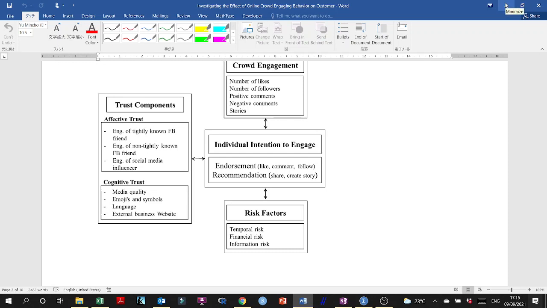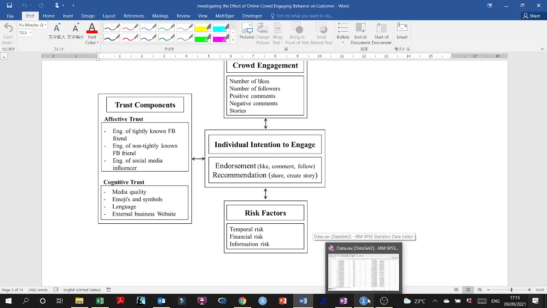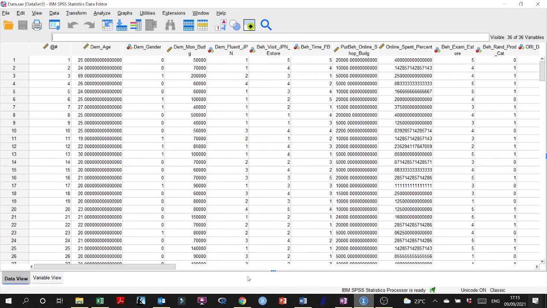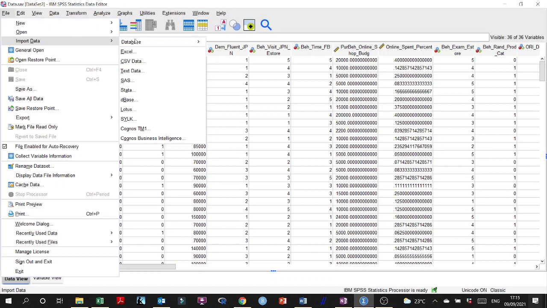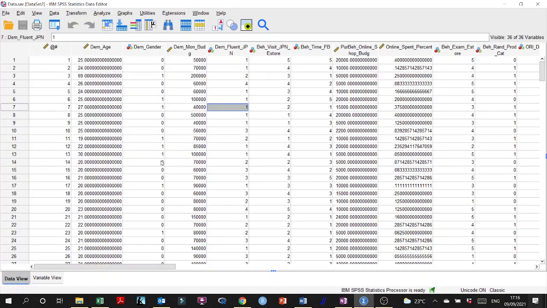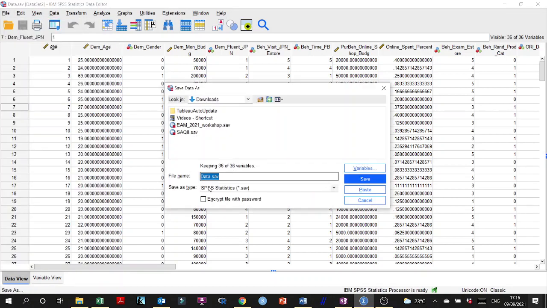Let's now run the factor analysis and see, are we going to get what we are expecting or not? How do we do that? Of course, you have to import your data. You can import the data either as an Excel file or as a database, wherever you have it. And once you have it open in SPSS, please save it. I think I saved it here as data.